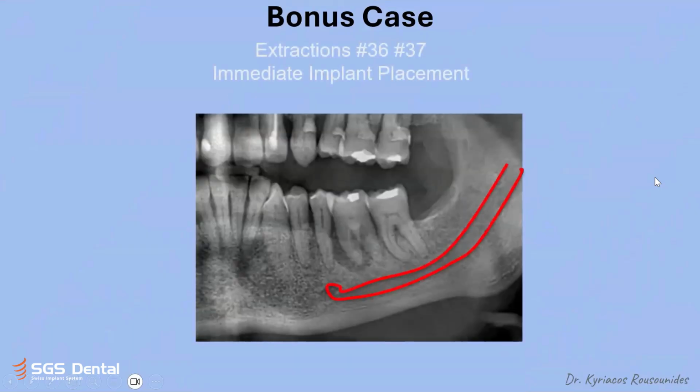And you'll see here a bit of the anatomy. We see the mental nerve canal, and you see how this channel goes through and how close it is to the infections.